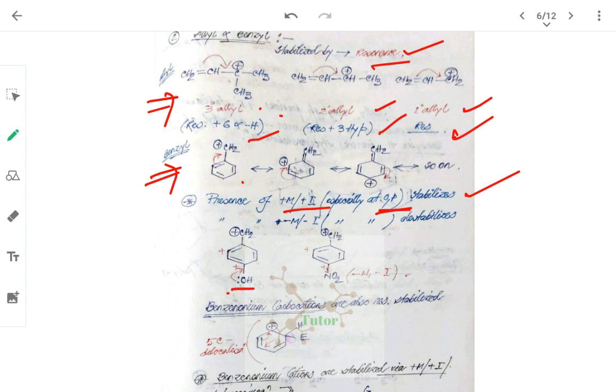Now, this is an OH group in the para position. This is an NO2 group in the para position. The NO2 group has both minus M and minus I properties. And according to our point, the presence of plus M or plus I, that is the OH group at the ortho or para position, stabilizes this carbocation, and the presence of minus M and minus I at ortho and para positions destabilizes. So this carbocation is more stable than this.